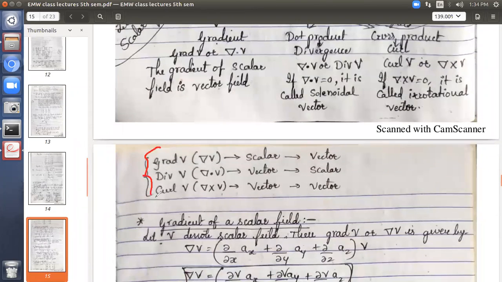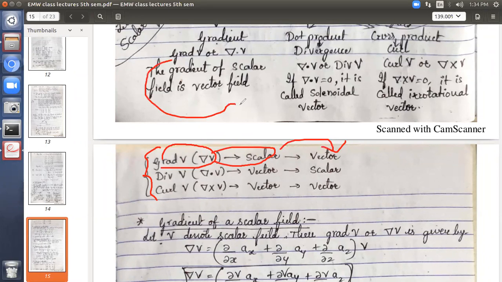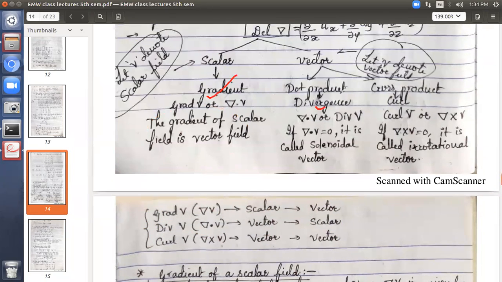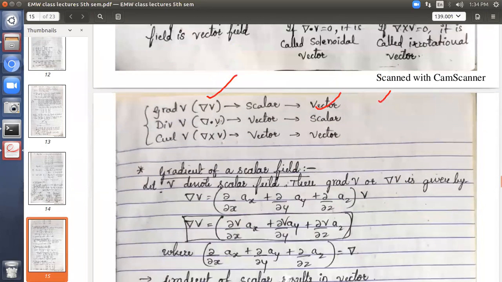In short, I've written here, gradient we apply on a scalar. The answer you get is a vector. That's what I have written here. Gradient of a scalar is a vector. Then divergence, dot product we apply. It is applied on a vector. The answer is a scalar. See, scalar to vector, vector to scalar. Then curl, we apply it on a vector. The answer is a vector itself. In short, points to remember, I have written it. All these three things, gradient, divergence, and curl, I have written here in detail.